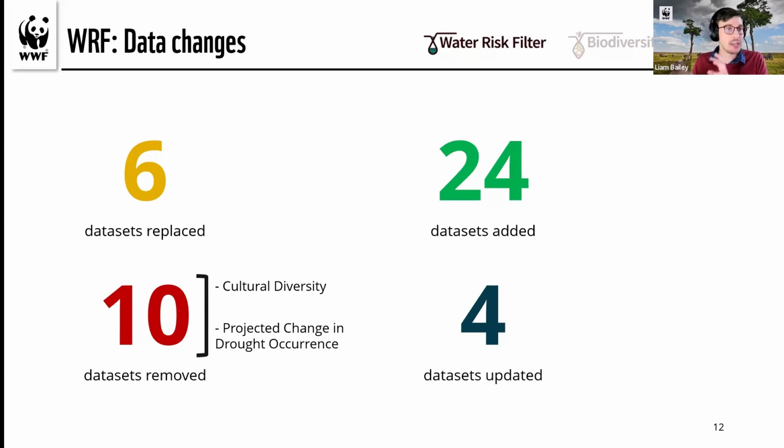Specifically, the projected change in drought and also projected change in flood occurrence, we've removed from the tool because we want our water risk filter tool to focus on estimating current risk, and we have our scenarios section of the tool which is more focused on projecting future changes in risk. So we wanted to separate out the tasks of those two tools a little bit more explicitly.